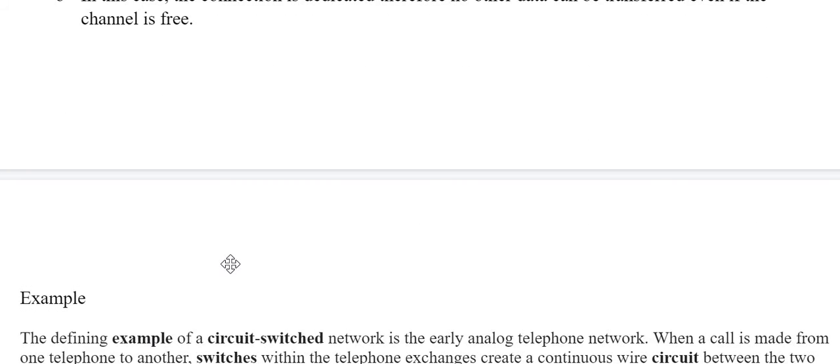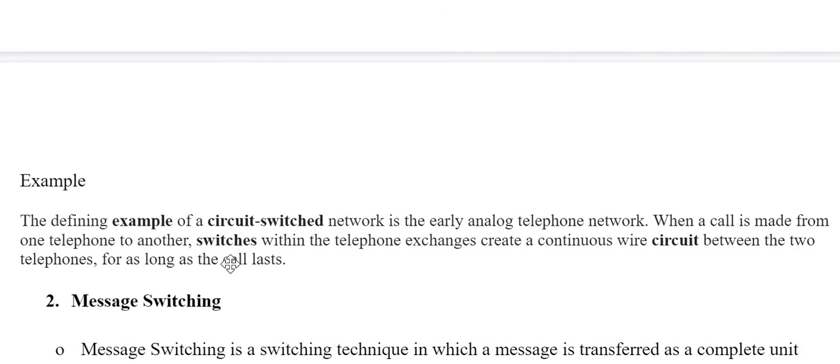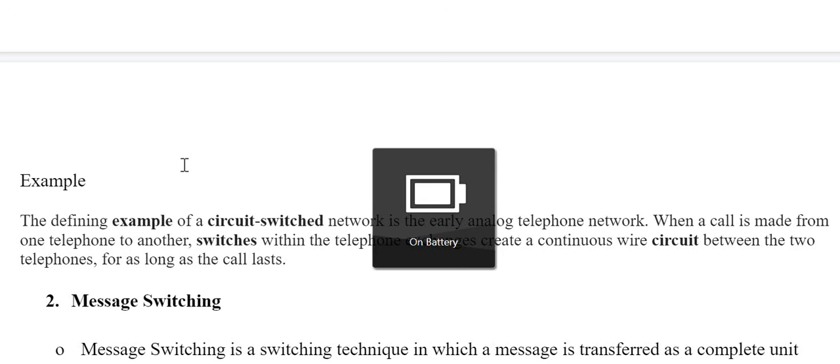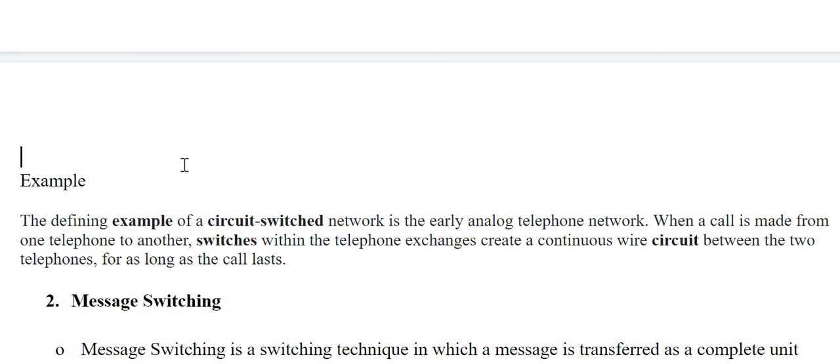Going to application part. Okay, so application means where it is used. So the best example of a circuit switching network is that it was used in the early analog telephone network. So when a call is made from one telephone to another, switches within the telephone exchanges create a continuous wire circuit between the two telephones for as long as the call lasts. So this is the best example of circuit switching.